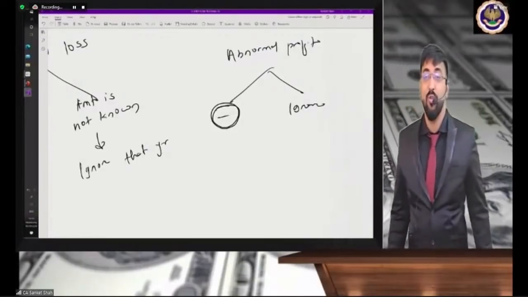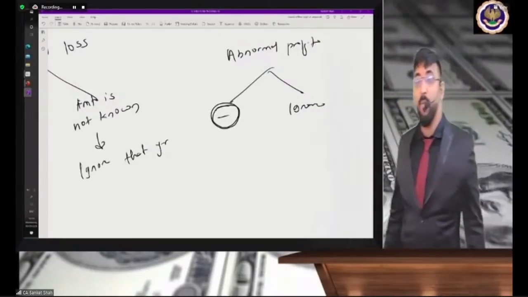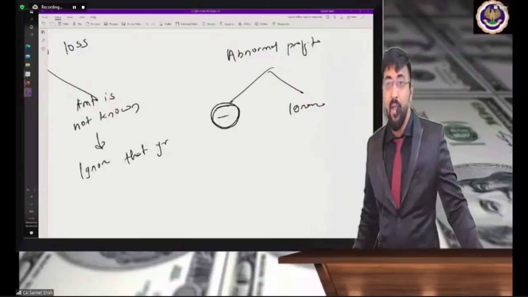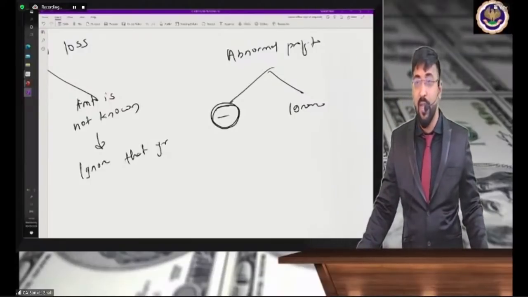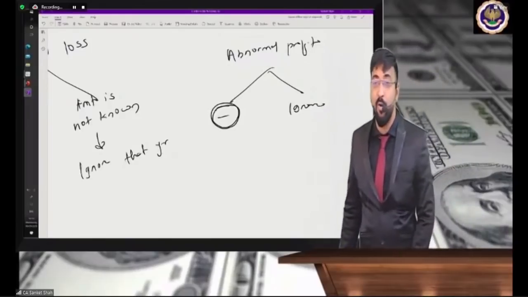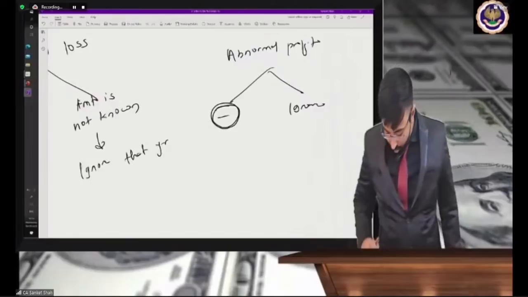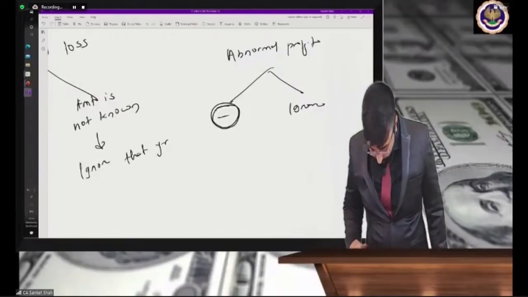Okay, so this is the concept of abnormal losses and abnormal profit. Abnormal losses, we are going to add them, and if the amount is not known, then ignore that year. And abnormal profit, ignore it if the amount is not known, and reduce it if the amount is known. It's very simple. Okay, chalo.